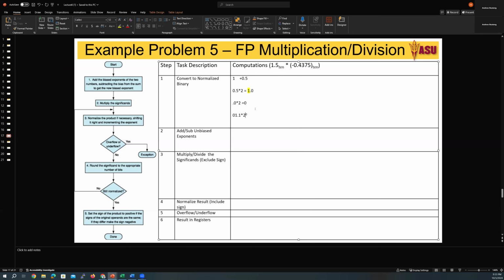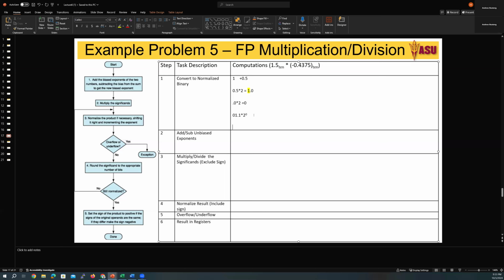Now let's work on the negative 0.4375. I'm going to write it down here. So 0.4375. Let's assume it's a positive number so that it's easy for us to do. And at the end, we'll do any conversion we need to do, right? So the number is 0.4375. To convert it, we know that the binary for 0 is just 0.